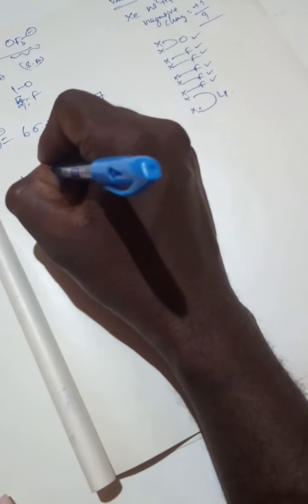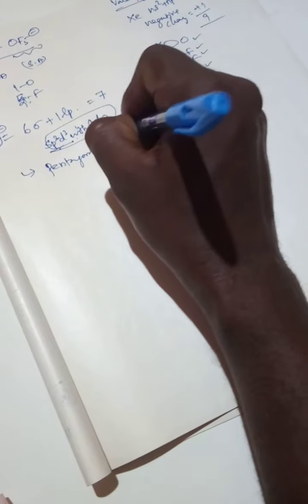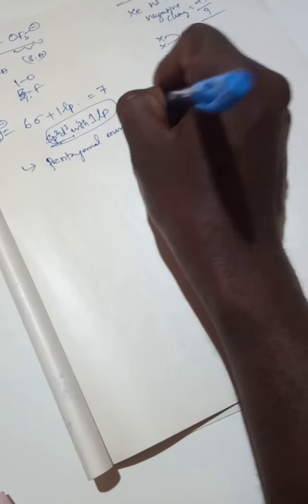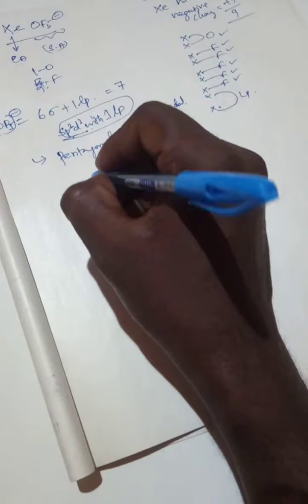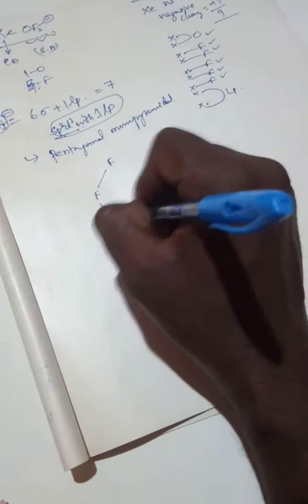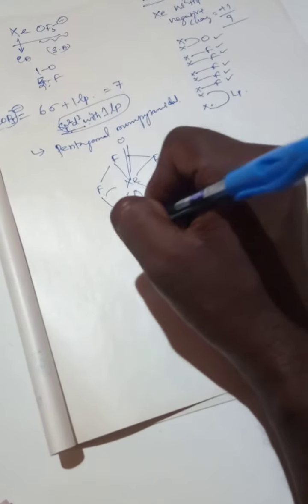The geometry of the compound, for sp3d3 hybridization with 1 lone pair, is pentagonal pyramidal. For example, xenon is the central atom with 1 lone pair electron, pentagonal pyramidal. That's all.